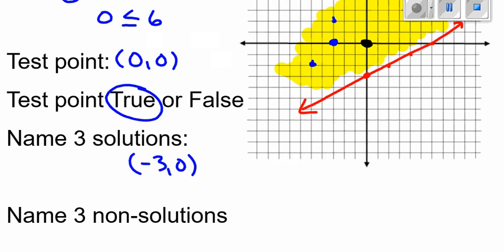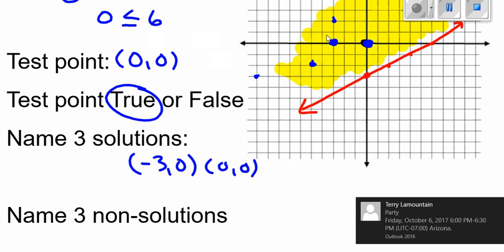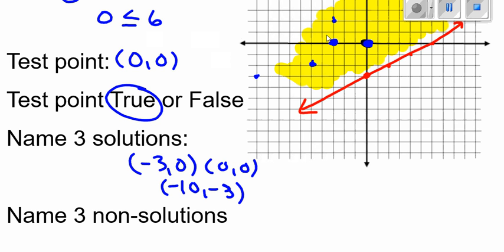Let's pick another one. We already picked the origin, so let's include that one. And then let's pick one over here, say negative 10, negative 3. Again, there's an infinite number of solutions you can pick. They're everywhere, solutions all over the place in here.